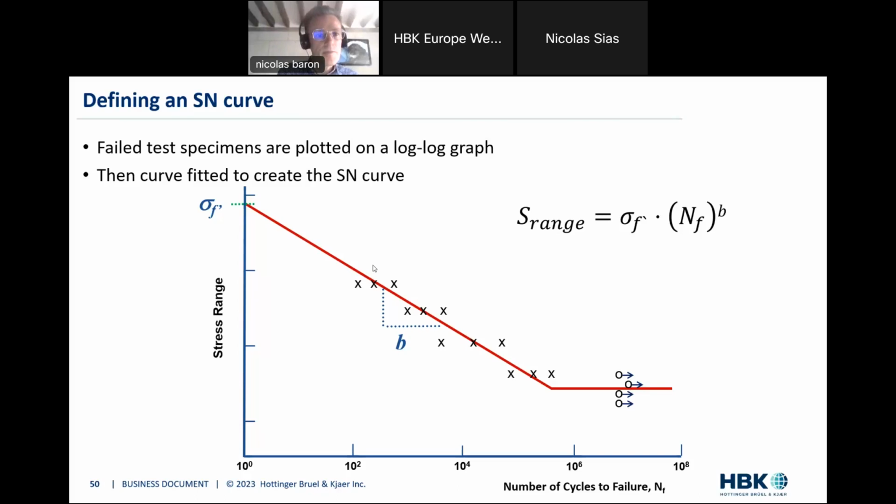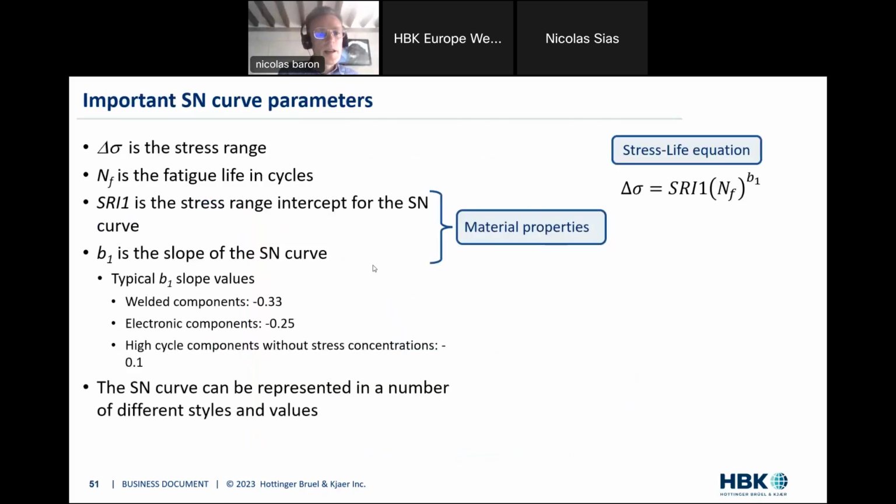So to reiterate the important SN curve parameters, which are they? The first one is the range of the stress cycle, so delta sigma here. And the second one, for defining the SN curve, is the number of cycles that lead to failure.